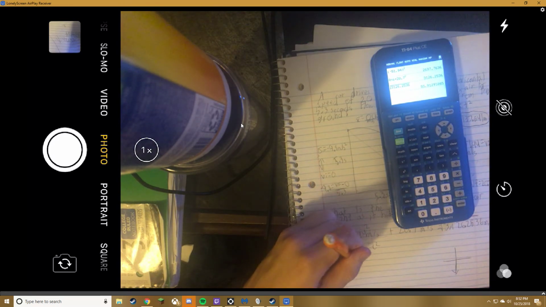55.913, rounding to the thousandths. So 55.913 meters per second. And that is the final velocity, or in terms of the question, the impact speed of the car right as it hits the ground. And yeah, that's how you solve both parts of the problem. Thanks for watching.